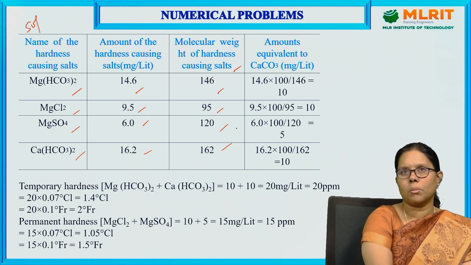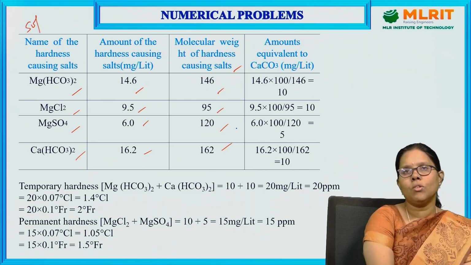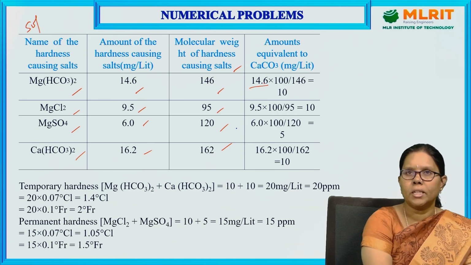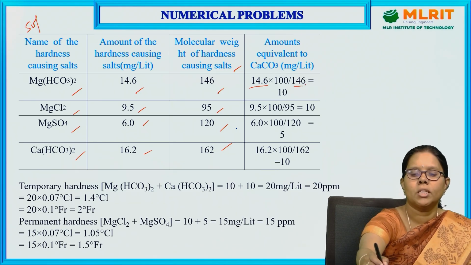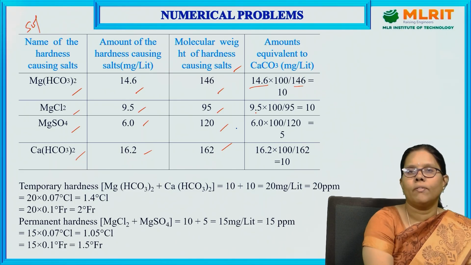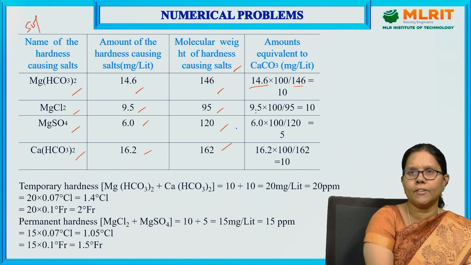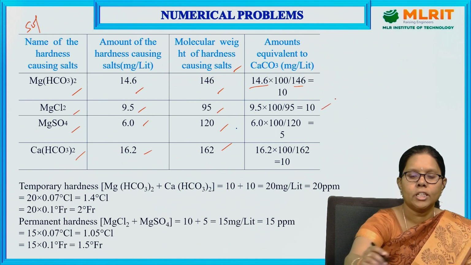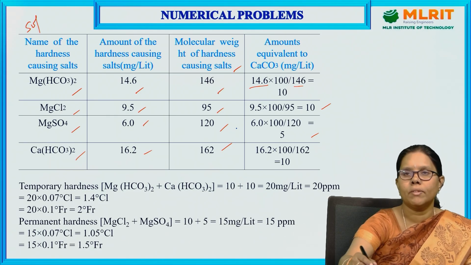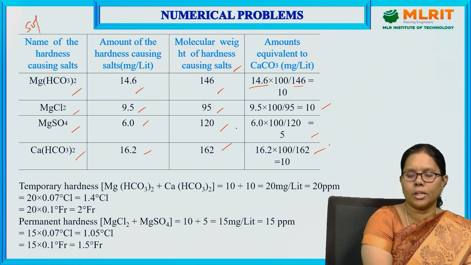By using the above formula, amount equivalent to CaCO3 is nothing but weight of magnesium bicarbonate by molecular weight of magnesium bicarbonate into 100. You got the value is 10. Weight of magnesium chloride present in the water is 9.5 divided by molecular weight of magnesium chloride is 95 into 100. So you will get 10. The amount of magnesium sulfate divided by molecular weight of magnesium sulfate into 100. So you will get 5. So amount of calcium bicarbonate divided by molecular weight of calcium bicarbonate into 100. It is 10.